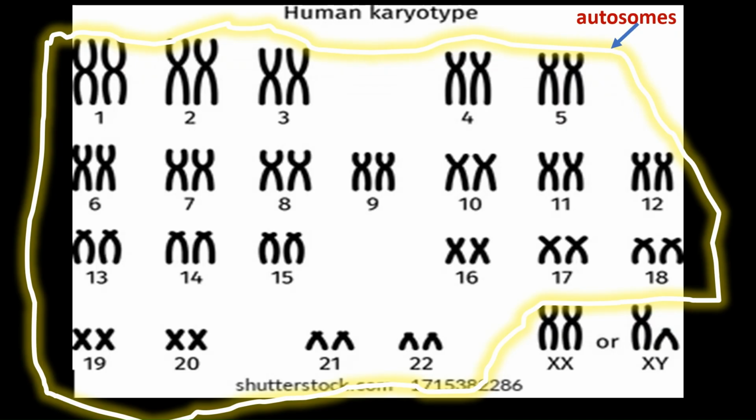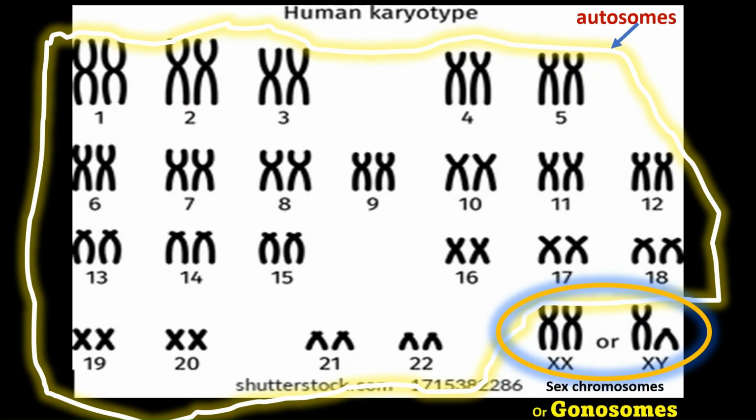Now, at position 23, the chromosomes can sometimes be identical, or they may not be identical. If they're identical, we represent them with two letter X. If they're not identical, we represent them using one letter X and one letter Y. And these chromosomes are involved in gender determination or sex determination. Hence, we call them sex chromosomes or gonosomes. And there are only two chromosomes that are involved in sex determination. Hence, there are two gonosomes here, but then there are 44 autosomes. So altogether, there are 46 chromosomes.